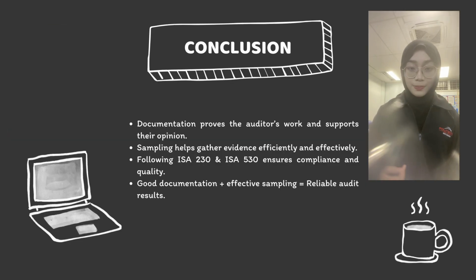In conclusion, good working papers and effective sampling techniques are vital in ensuring audit quality. By following ISA 230 and ISA 530, auditors can ensure the documentation is complete, reliable, and compliant with auditing standards. Proper planning, organization, and clear communication between team members help reduce both sampling and non-sampling risk.